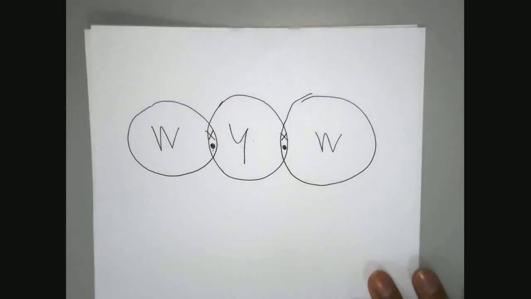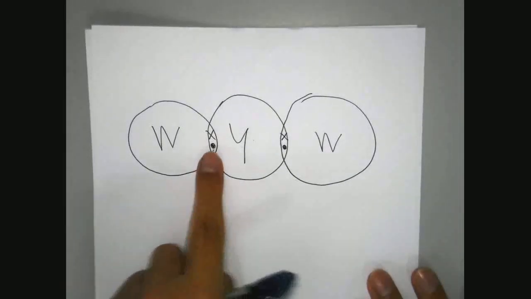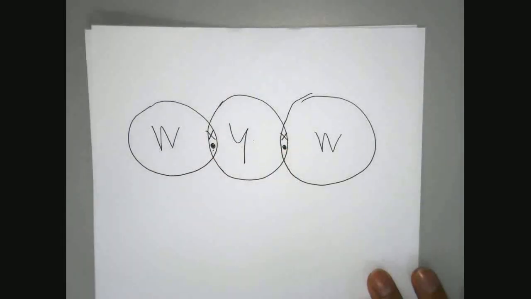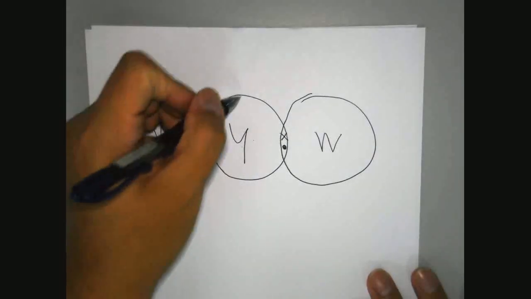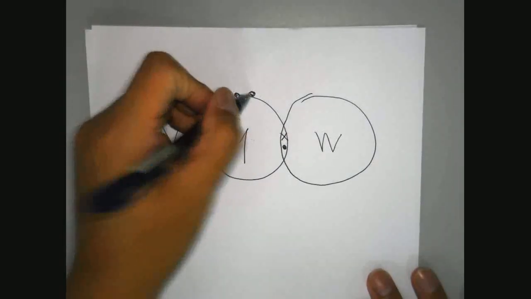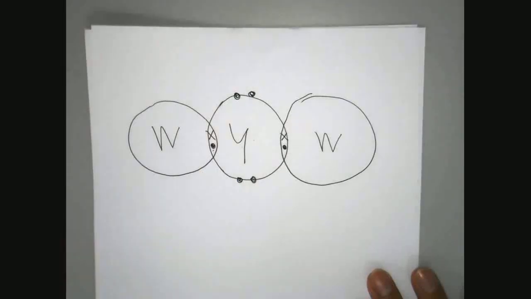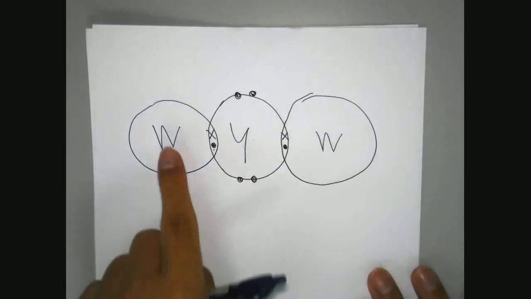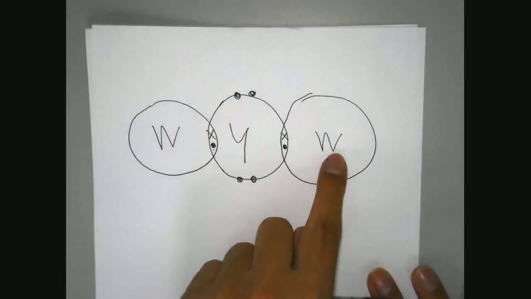Y has 6 valence electrons, but as you can see from the picture, there are only 2 electrons involved in the bond. Which means that we have 4 more electrons which are not involved in the bond. So we have 4 more electrons outside here. We can put 1, 2, 3 and 4. That's it. So this is how we draw the Y. The Y here has 6 electrons: 1, 2, 3, 4, 5, 6. The W has 1 electron and the W has 1 electron.